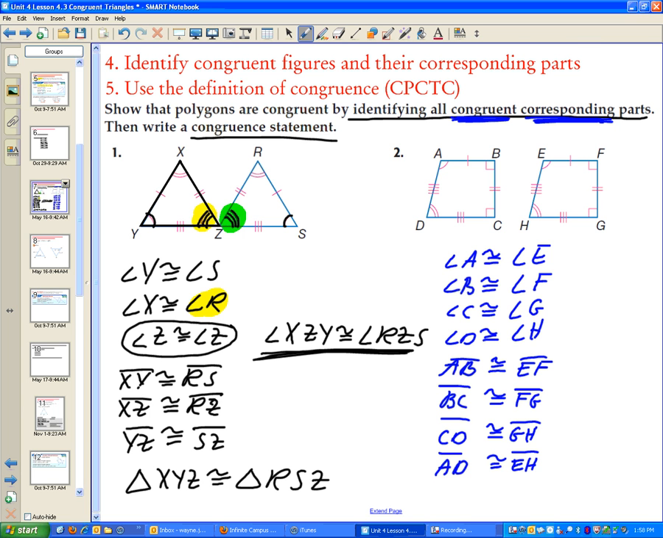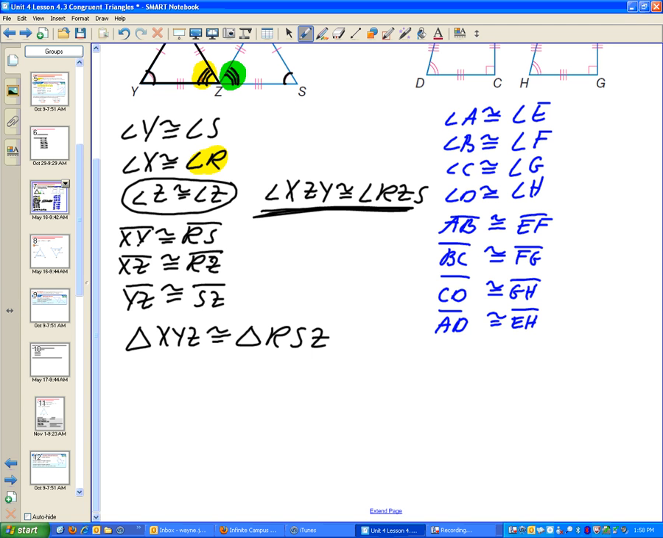Now, the congruent statement. We don't have a symbol for quadrilateral. We're never going to have a symbol for quadrilateral like we do with triangle. So you can just do this. You can just do ABCD is congruent to, and what do I have to name the other one? EFGH.